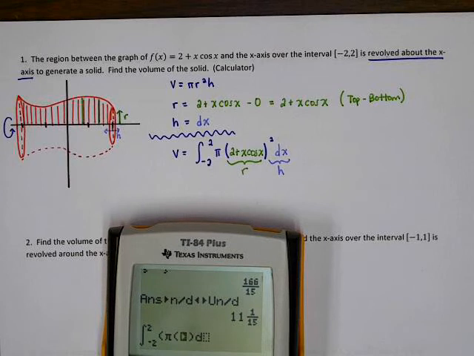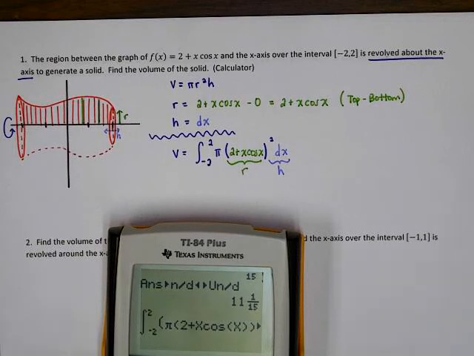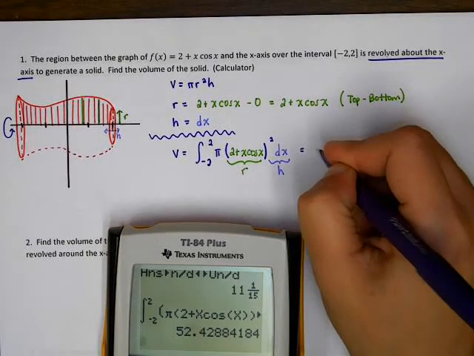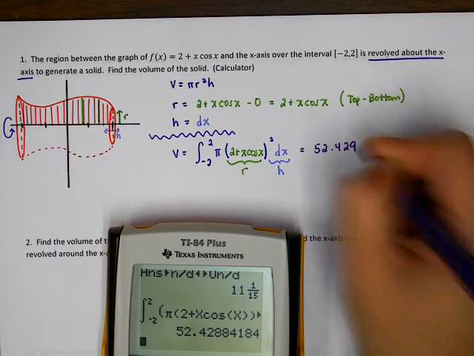Pi times the integral of (2 plus x cosine x squared) dx, and I would get 52.429.